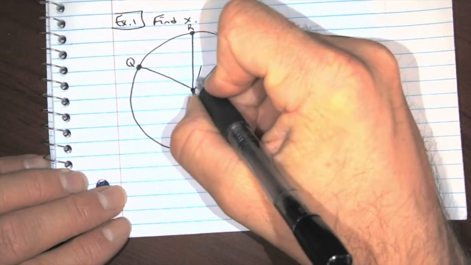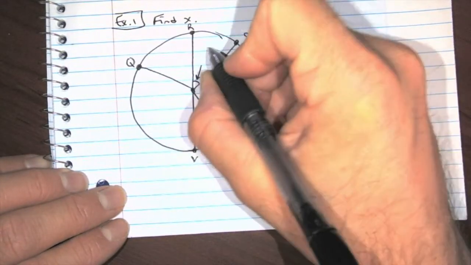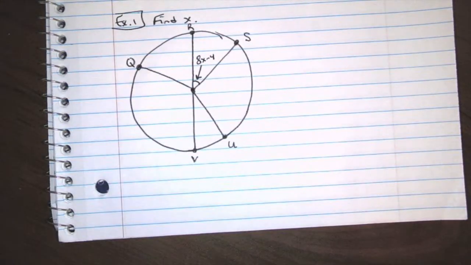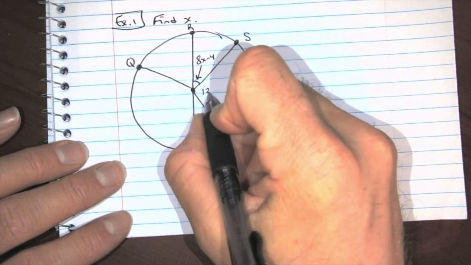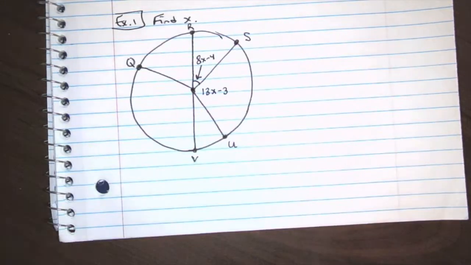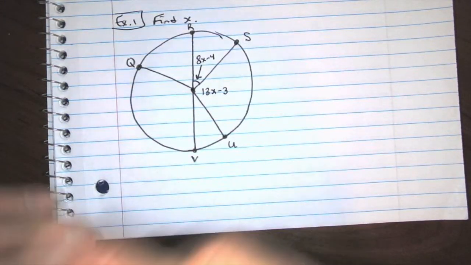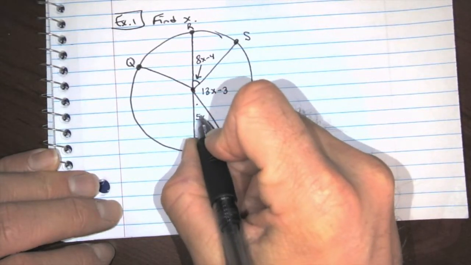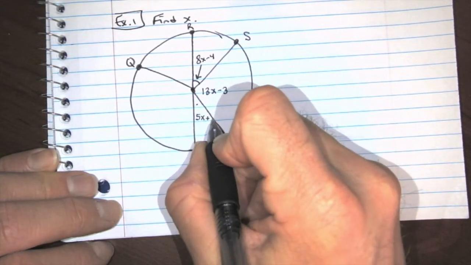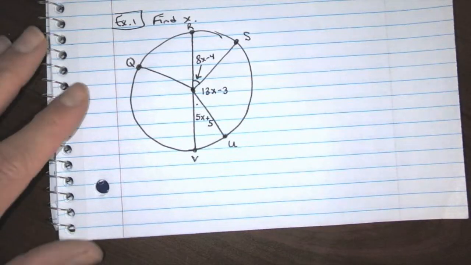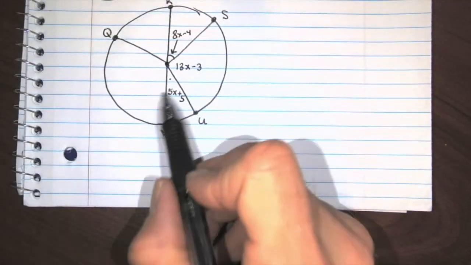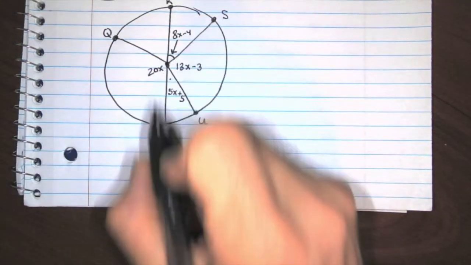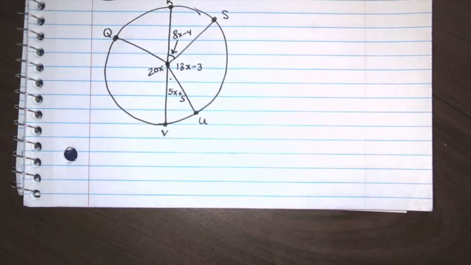I'm going to tell you that this angle right here is 8x minus 4. This angle is 13x minus 3. And this angle right here is 5x plus 5. Kind of a small angle. Had to really squeeze that in, that little angle there. This one over here is 20x. That obtuse angle right there.